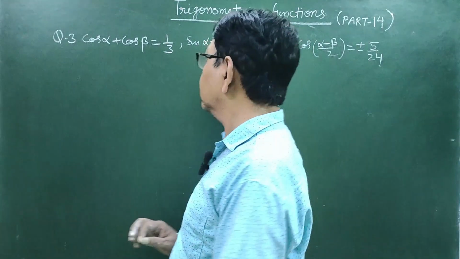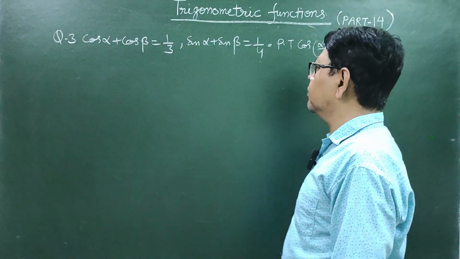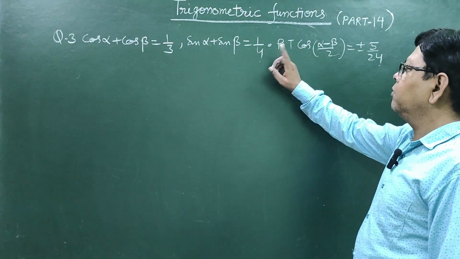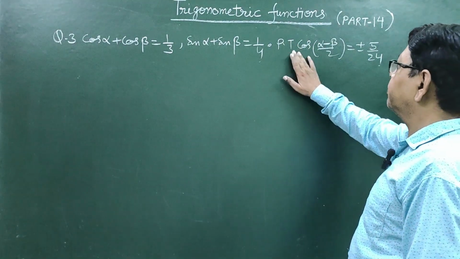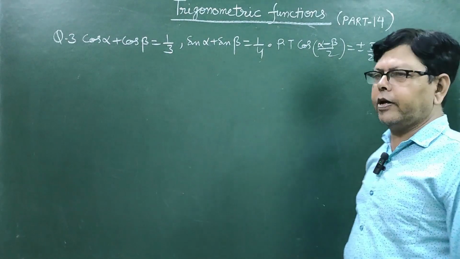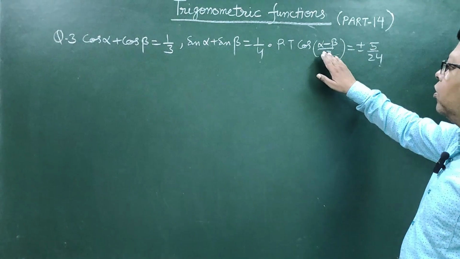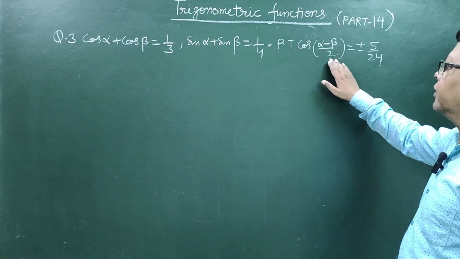Next question, question number 3. Cos alpha plus cos beta is 1 upon 3. Sin alpha plus sin beta is 1 upon 4. Prove that cos (alpha minus beta) by 2 is equal to plus minus 5 upon 24. So what we need here? Cos of (alpha minus beta) by 2.